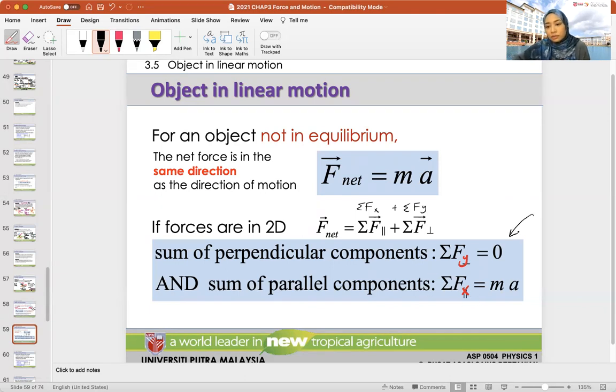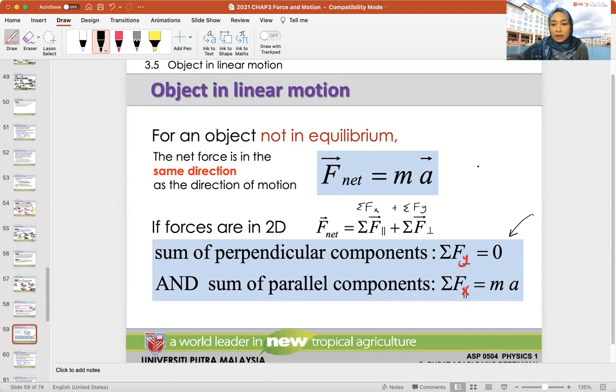So why is it 0? Kenapa kita assume dia 0 kat sini? Tak terbang. Not flying. Betul. Dah faham dah. So we are assuming that the motion is in the x-axis only.